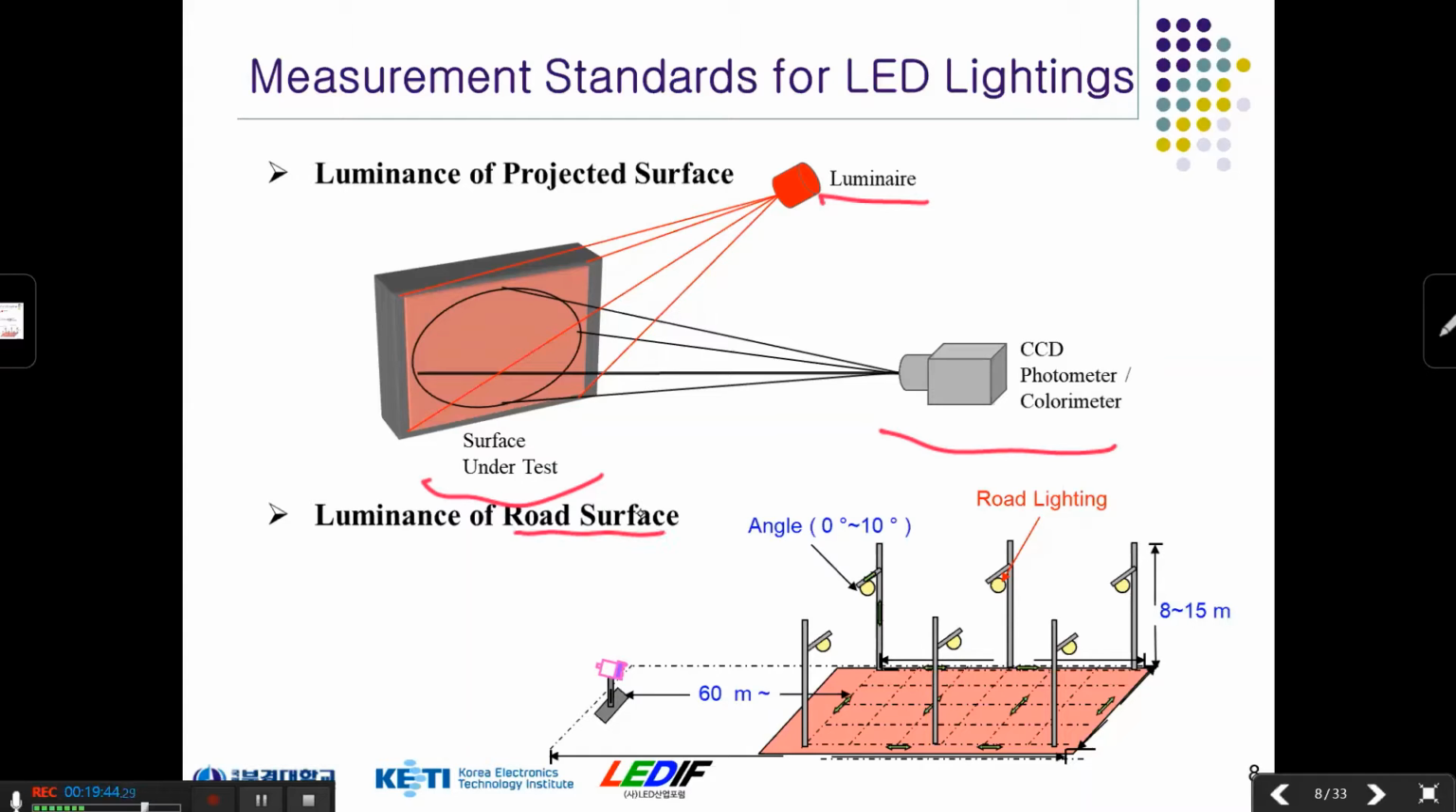Road surface is treated like the wall. Road surface illuminated by road lightings is also like a projected surface. Therefore, luminance of road surface is measured in the same way. The photometer is located more than 6 meters from the road surface to be measured.